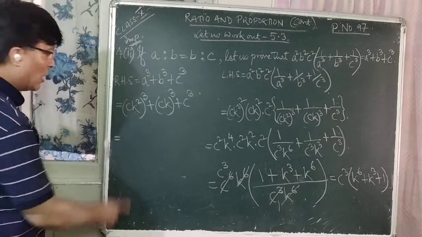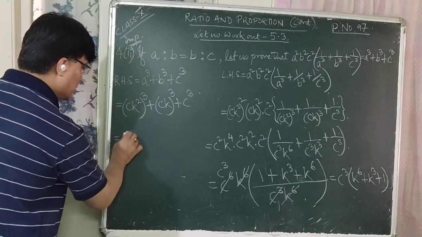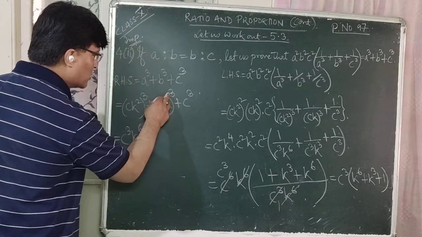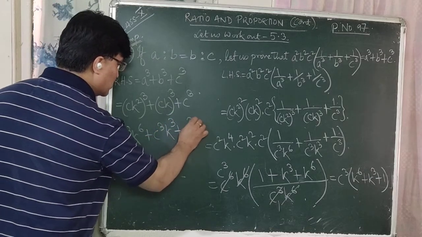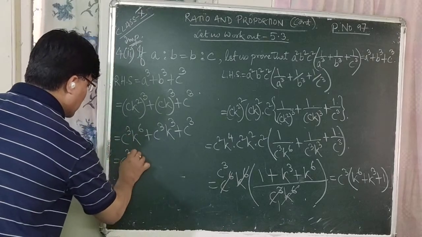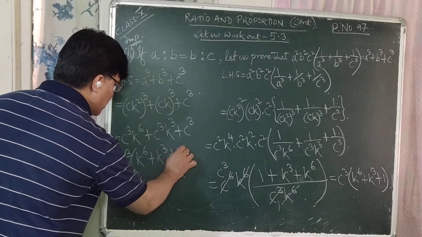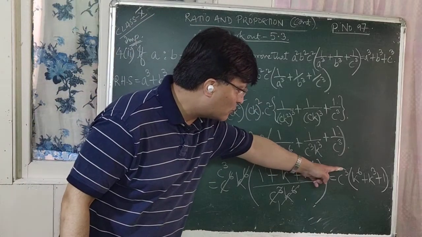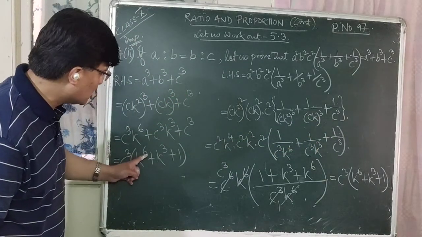So which is equal to, now this power 3 is for both c and k square. So what is this simplification? c cube k to the power 6 plus, now again this power 3 is for both c as well as k, c cube k cube plus c cube. Is that clear? So again what is common here? c cube is taken common, so within the bracket what do we get? k to the power 6 plus k cube plus 1. That means left hand side is also c cube within bracket k to the power 6 plus k cube plus 1. Right hand side is also c cube within bracket k to the power 6 plus k cube plus 1.